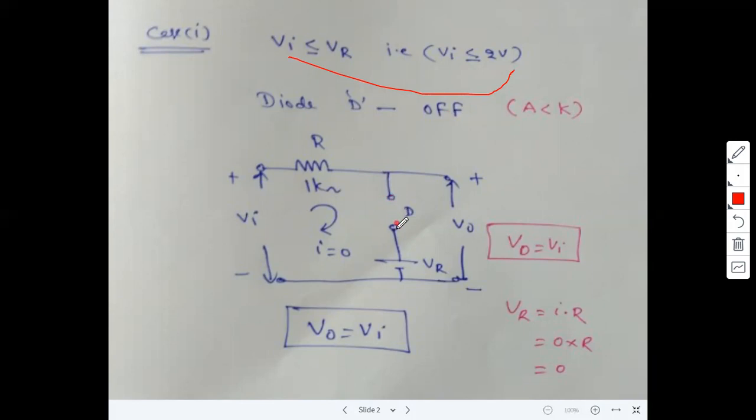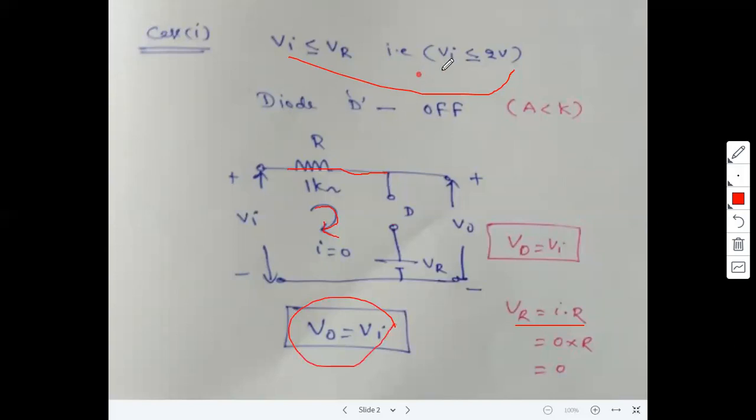Now the diode D is off. Whenever diode D is off, the current flowing through the circuit, I, is equal to 0. When I is equal to 0, what is the drop across resistor R? VR is equal to I into R, that is 0 into R, which is equal to 0. So the voltage drop across this resistor is 0. Simply it acts like a short circuit. Now V naught is equal to Vi.